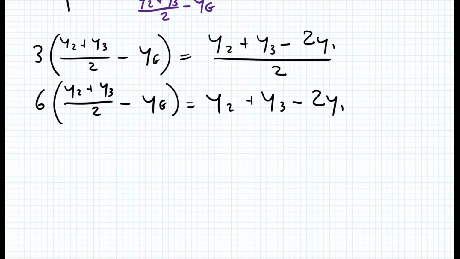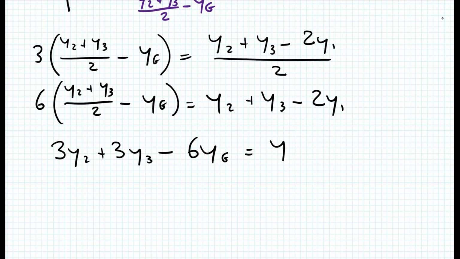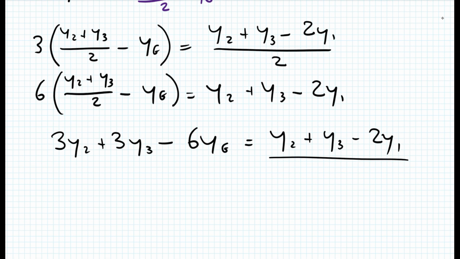Okay, so now let's distribute the 6. So if you distribute the 6 here, 6 divided by 2 is 3, okay? So that actually becomes 3 times y2 plus 3 times y3 minus 6 times yg equals y2 plus y3 minus 2y1, okay? So let me actually add all of this. I'm going to add it on both sides of the equation. I'm actually not quite adding, but, for example, I'm subtracting y2, I'm subtracting y3, and I'm adding 2y1, okay?